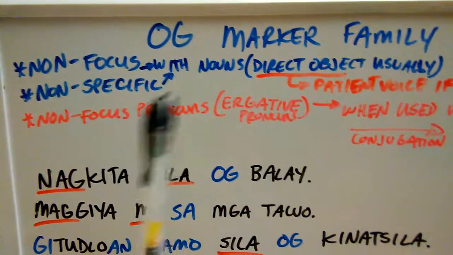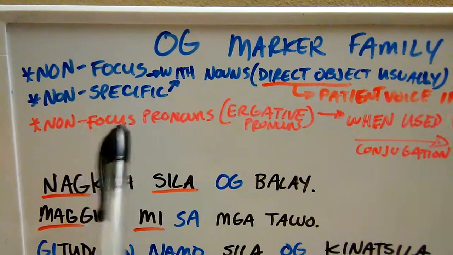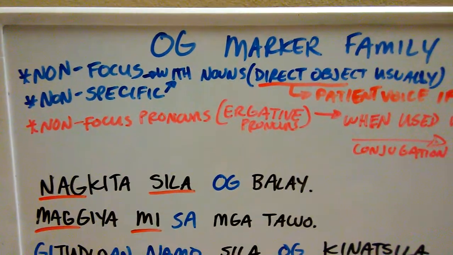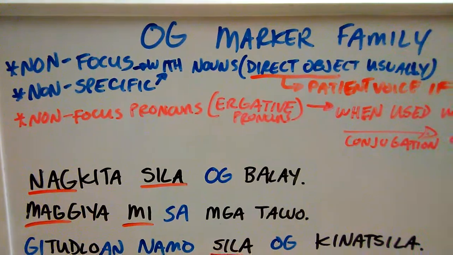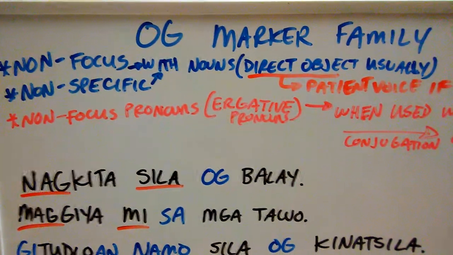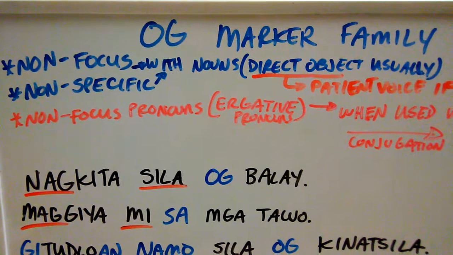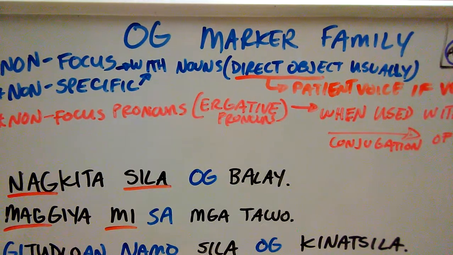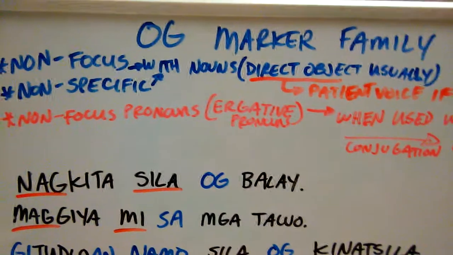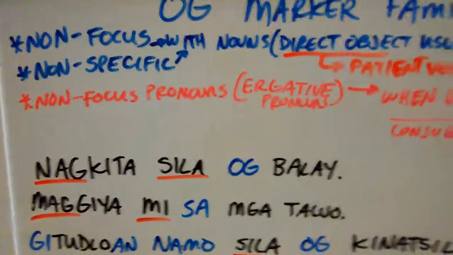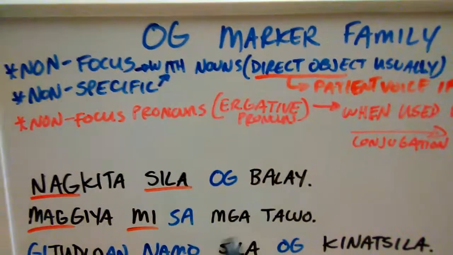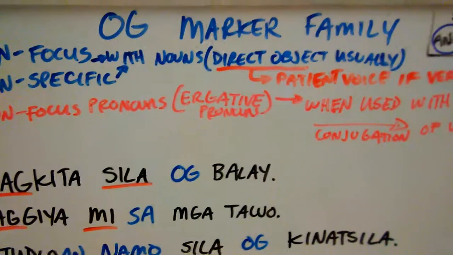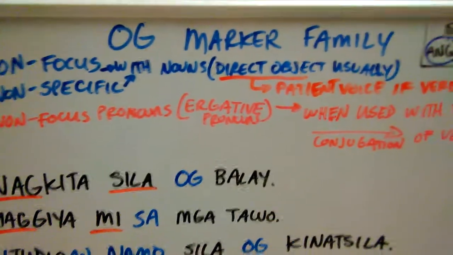Moving on. So og marker families: if you're going to use og, it's going to denote a non-focus with nouns. So if you mark a noun with og, it's just going to make the noun a non-focus. It's just going to say, hey, this noun is important, but it's not the most important thing being marked at the moment, because ang in the sentence is marking something, and that's the more important focus, right? Whatever you marked with og is generally and usually going to be the direct object. That's not always the case, but it usually is.